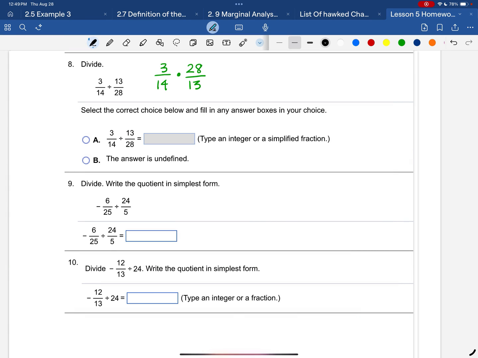Now I notice I have a 14, which goes into 28 two times. So that's a 3 over 1 times a 2 over 13. 3 times 2 is 6. 1 times 13 is 13. The answer is 6.